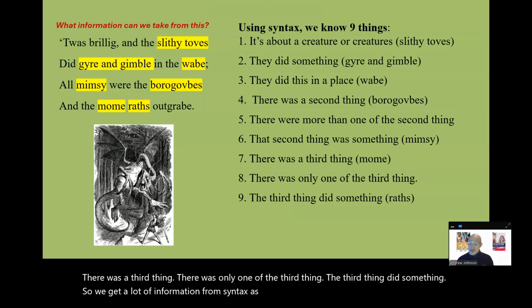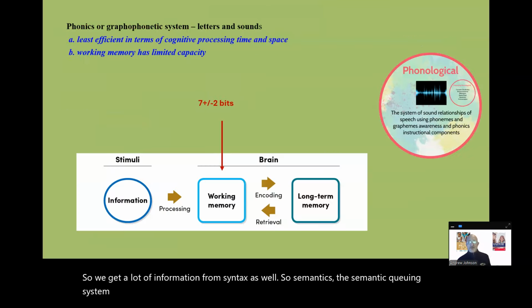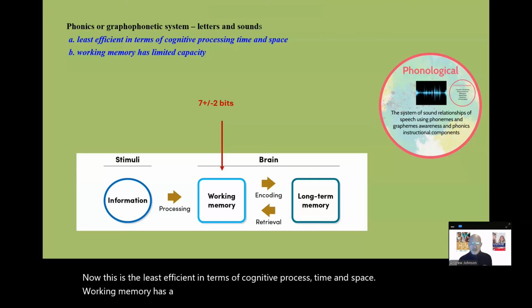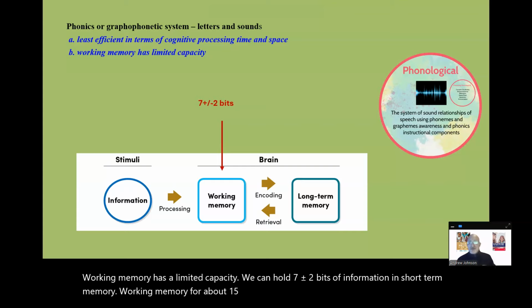So semantics, the semantic cueing system, the syntactical cueing system, and the last one is phonics or the graphophonetic. Now this is the least efficient in terms of cognitive process, time, and space. Working memory has a limited capacity. We can hold 7 plus or minus 2 bits of information in short-term memory, working memory, for about 15 seconds, and then it begins to fade.